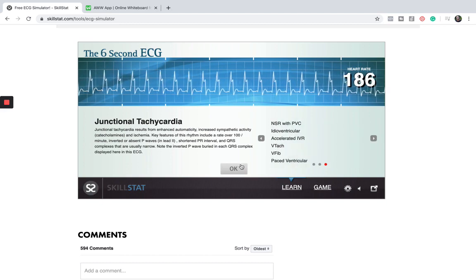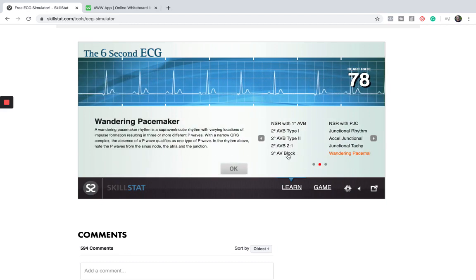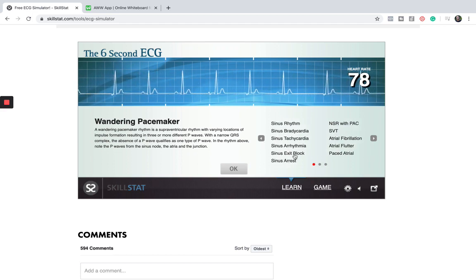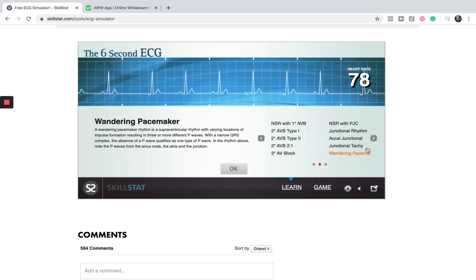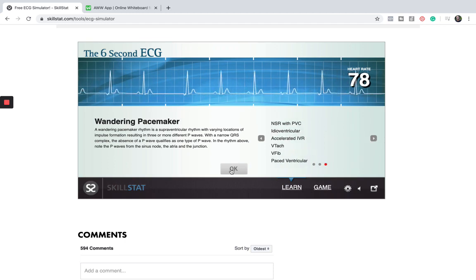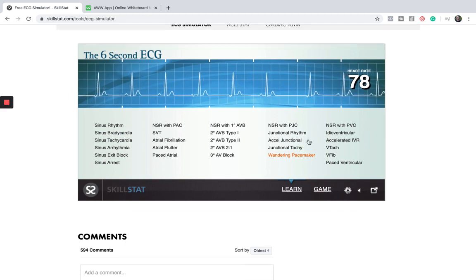Let's go on to the next one, all right? Now, this is called wandering pacemaker. I'm not going to talk about this one because it's very unlikely to go on your test. Again, these are kind of like a sinus exit block and sinus arrest. All right, wandering pacemaker. Well, you can look these up on your own. These are rare ones you're going to see. So I want to stick to the core ones you're going to get tested on.